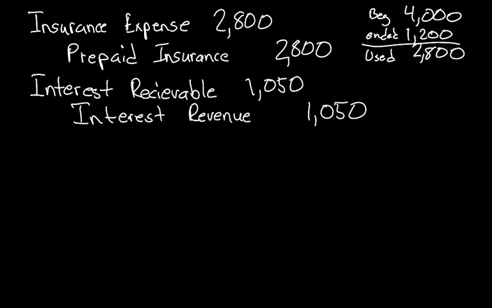Now, I want to show you something real quick. So let's say now it's 2014. Our last question says the company has a bank loan and has incurred but not recorded interest expense of $2,500 for the year ending December 31st, 2013. The company must pay the interest on January 2nd, 2014.